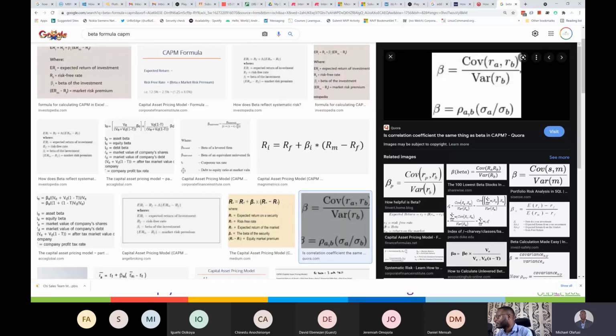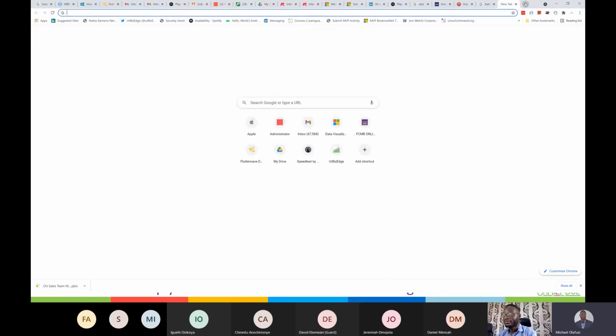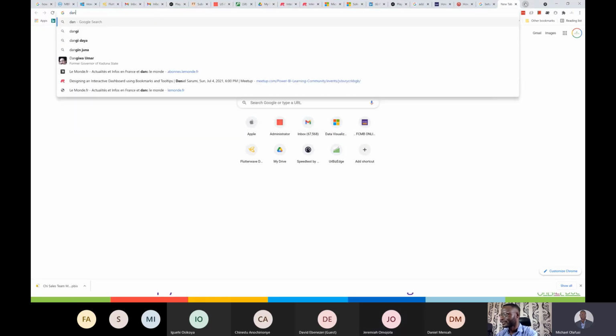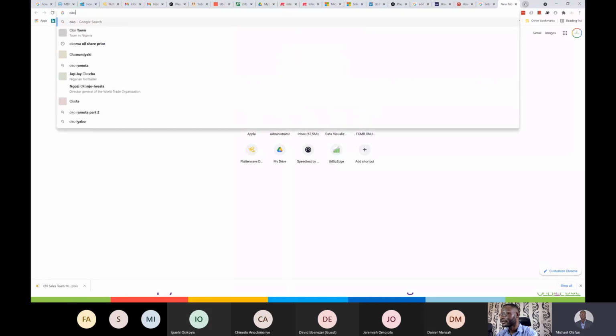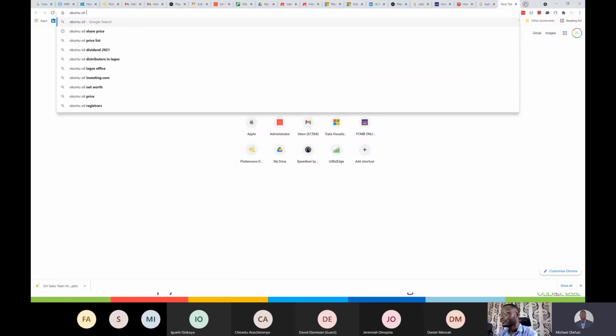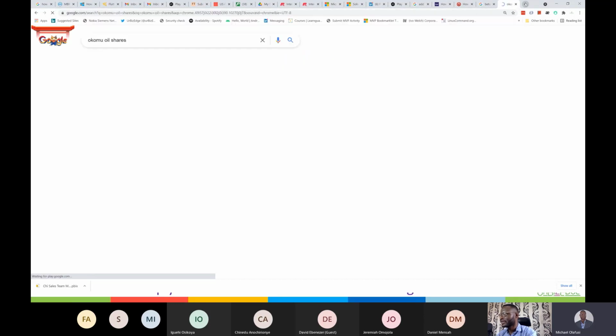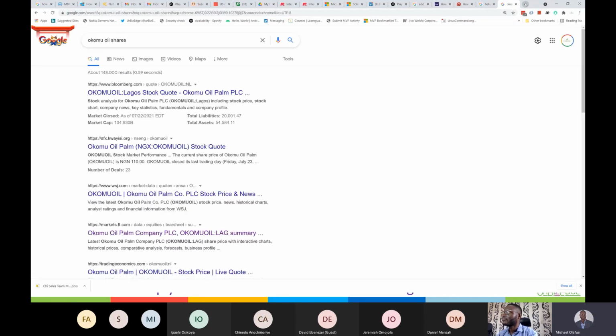Let's take a look at a company on the stock exchange. Can somebody give me a company that is on the stock exchange? I should get you the beta for the company. Any suggestion? Going 1, going 2. Okay, Okomu Oil. All right, good. Okomu Oil shares. The beta is very publicly available information for publicly traded companies.